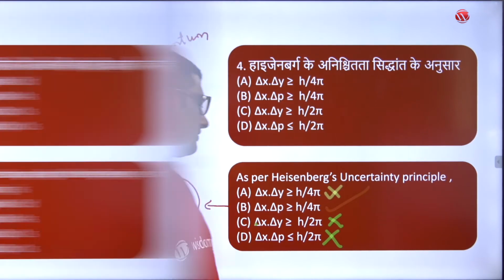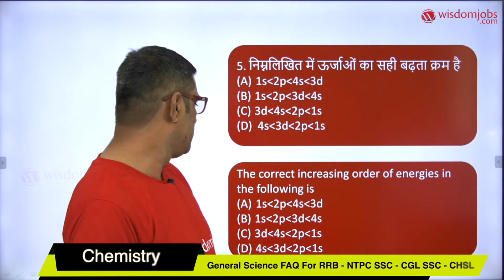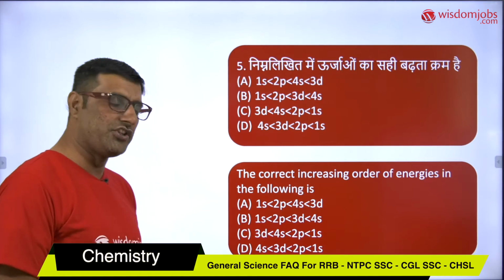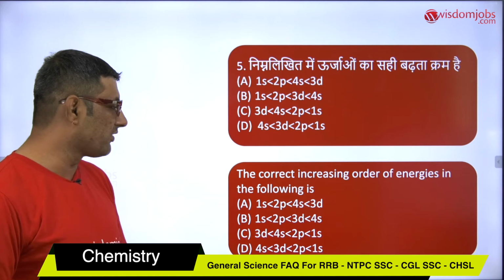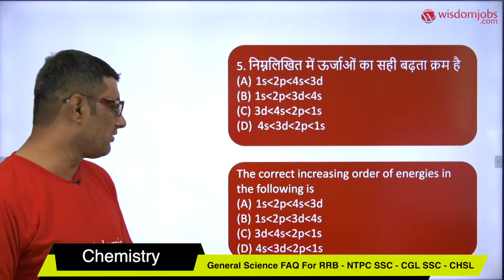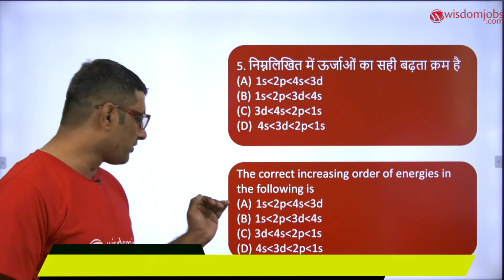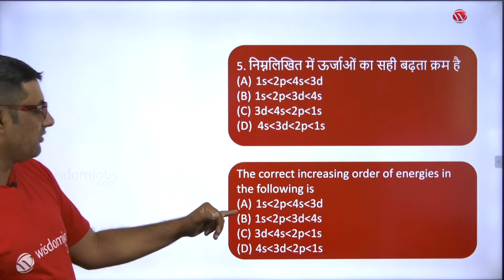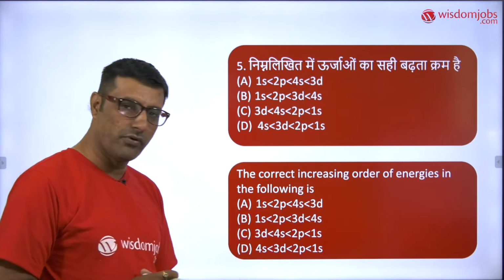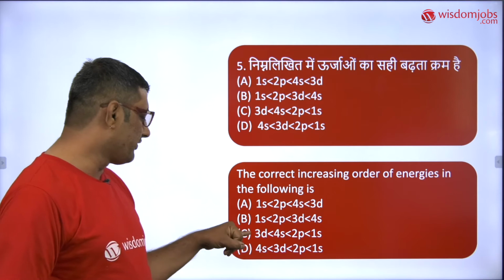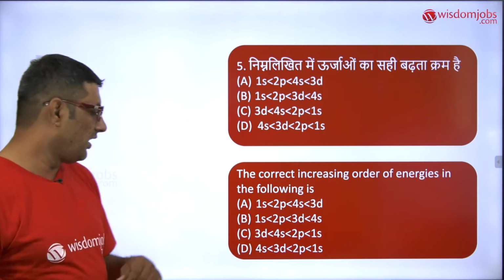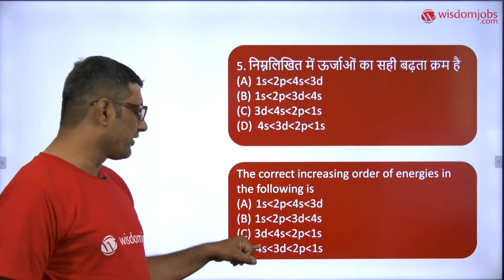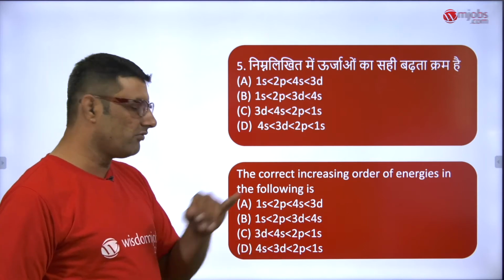Okay, next, the question for this video is, the correct increasing order of energies in the following is: option A, 1s less than or equal to 2p less than or equal to 4s less than or equal to 3d. Option B, 1s less than 2p less than 3d less than 4s. Next, C, 3d less than 4s less than 2p less than 1s. And option D, 4s less than 3d less than 2p less than 1s.